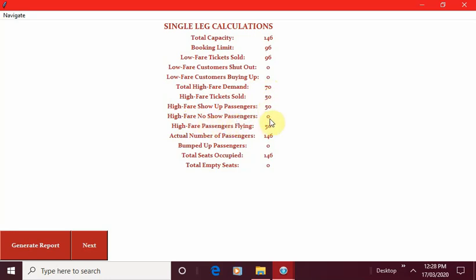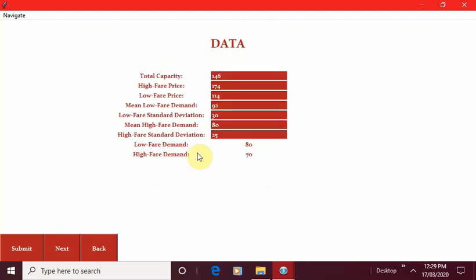There's no question about no show passengers of high fare. High fare passengers flying will be 50 because the total show up passengers is 50. Actual number of passengers flying is 146. There were no bumped up passengers. Total seats occupied is 146, that's the original capacity. Total empty seats is 0, and the report was generated. Let's click on the next button. That will go to the 3rd of April.